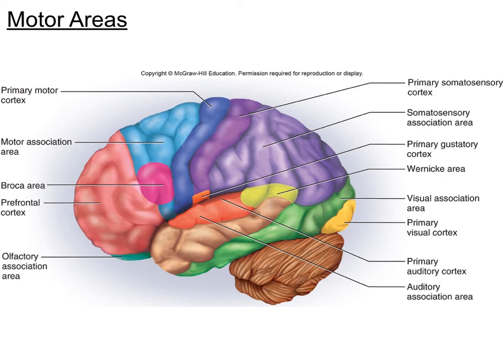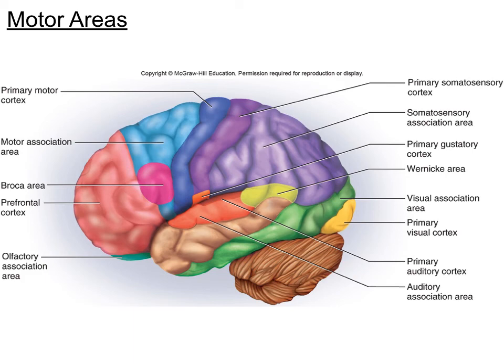Now, when you think of motor areas, remember motor areas give you voluntary control, so they're going to control skeletal muscle. You only have one true motor area in the cerebral cortex, and that is your primary motor area. The primary motor area is located in the precentral gyrus of the frontal lobe. Now, the precentral gyrus is the fold that is anterior to the central sulcus.